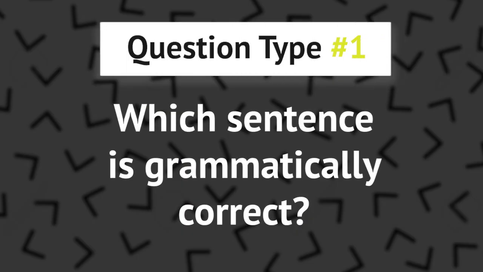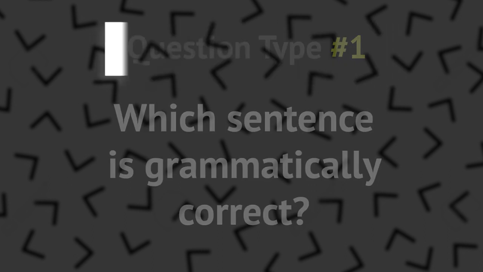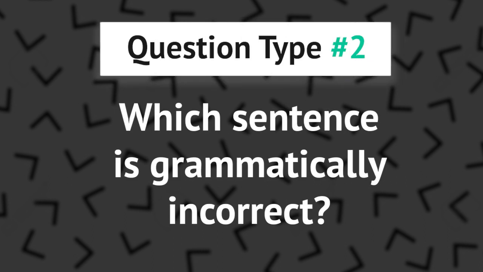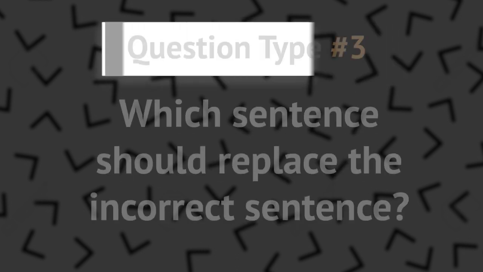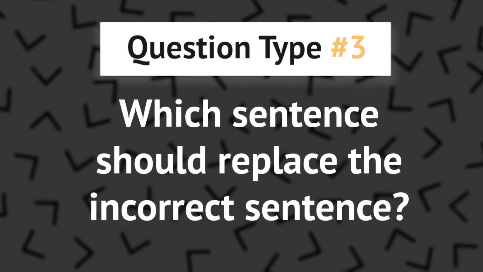So let's talk about the 10 question types that you'll see on the test. Number one is which sentence is grammatically correct? Number two, which sentence is grammatically incorrect? So again, they're really going to test your grammar here, and you need to identify when things are being used correctly or incorrectly.